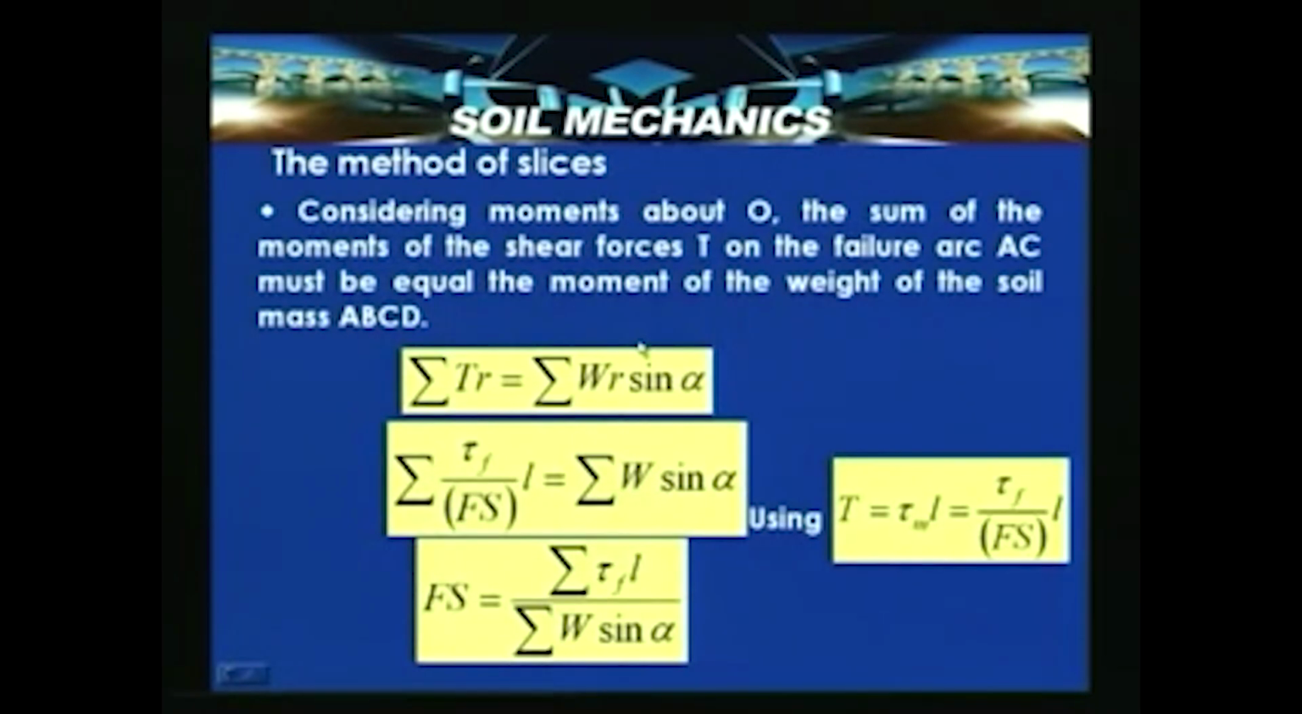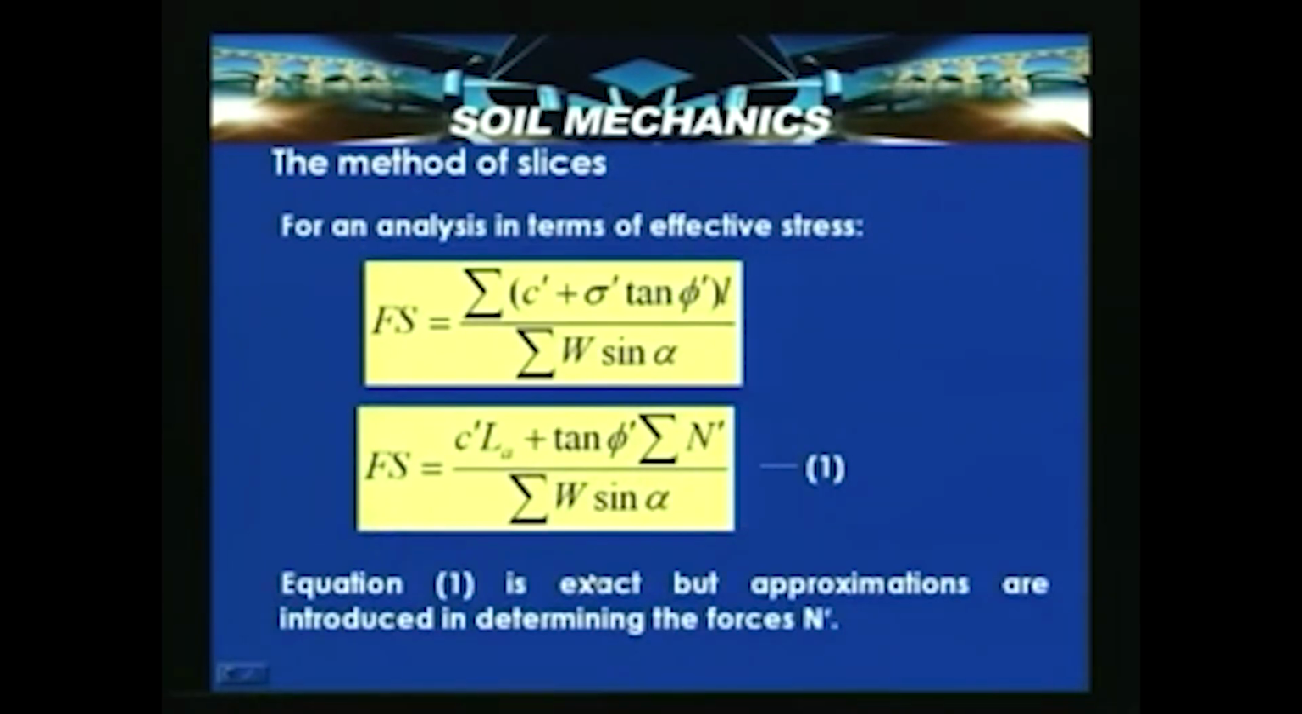So, here what we did is that this tau f we have written as C dash plus sigma dash tan phi dash into L, where C dash and phi dash are the effective cohesion and effective internal friction of a soil. Now, this can be written as factor of safety is equal to C dash into LA, where LA is the length of the arc AC, which is shown in the previous slide, plus tan phi dash into summation of N dash divided by summation of W sin alpha. So, this is the resisting moment and this is the driving moment.